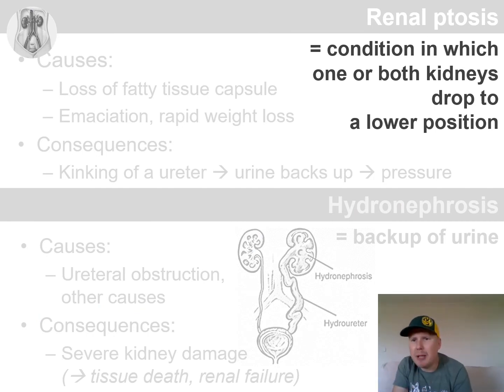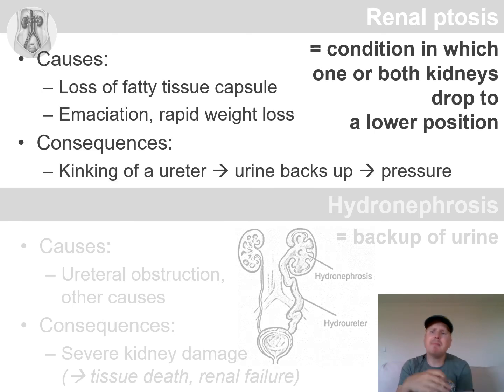In renal ptosis, one or both of the kidneys drop lower than normal. And this may result from the loss of the fatty tissue capsule that surrounds the kidneys and holds them in their normal position. This can sometimes be seen as a consequence of someone dropping weight very fast. The consequence can be quite problematic.